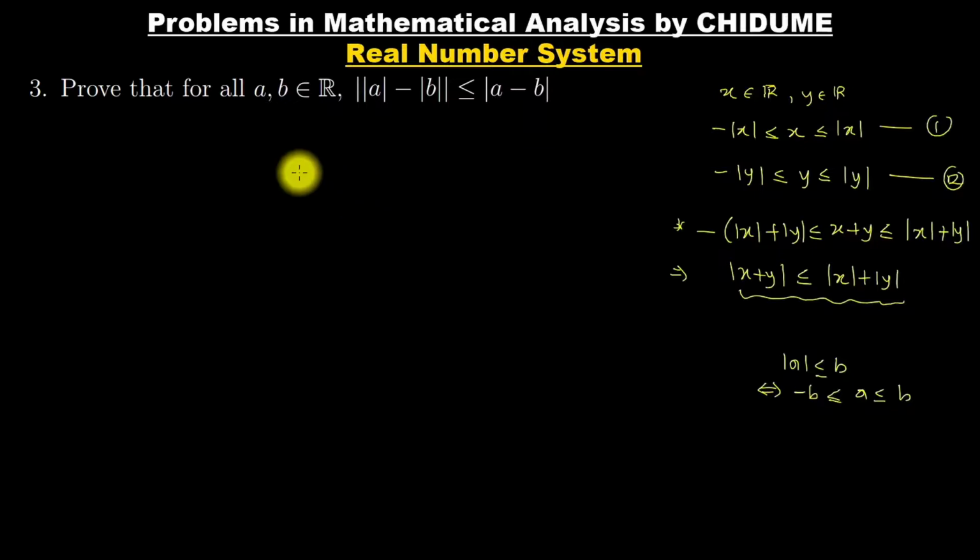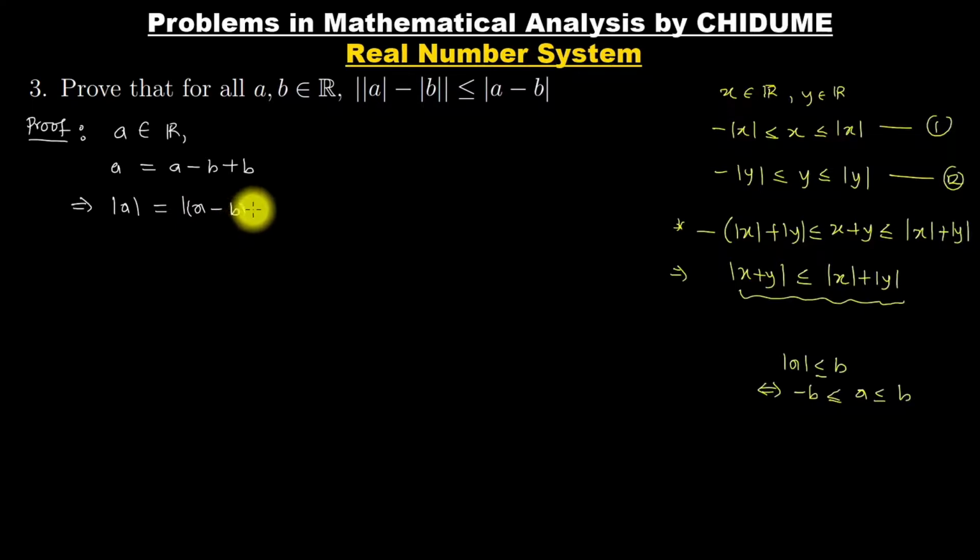And how do I do that? So here is the thing. Let me write the proof of this. Proof. Now you observe that since A is in R, A itself can be written as A minus B plus B. Of course, this will cancel out. So if I take the absolute value of both sides, that means the absolute value of A is the absolute value of A minus B plus B. I'm just trying to put absolute value on both sides.